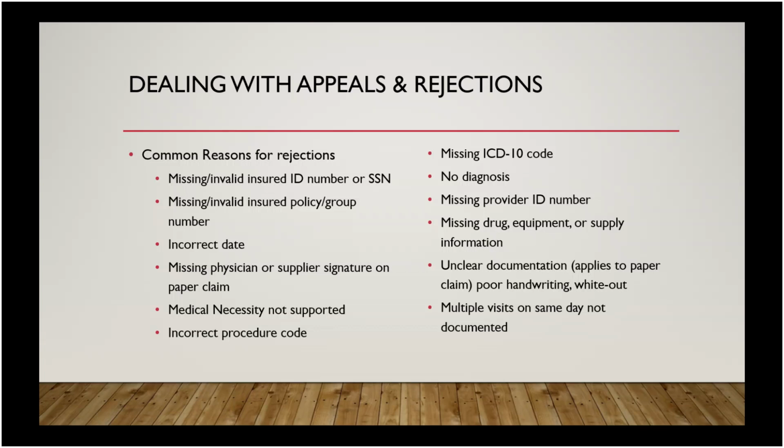So common reasons for rejections. That's one of the things that they're going to have you answer true or false: is this a reason for rejection or is this a reason for denial? So reasons for rejections, you could have missing or invalid insured ID or social security numbers. So again, this is before it gets to the carrier. Missing or invalid insured policy group numbers, incorrect dates, missing physician or supplier signature, medical necessity not supported, incorrect procedure codes, missing ICD-10 codes, so there's no diagnosis listed on there. Missing provider ID numbers, missing drug, equipment or supply information, unclear documentation.